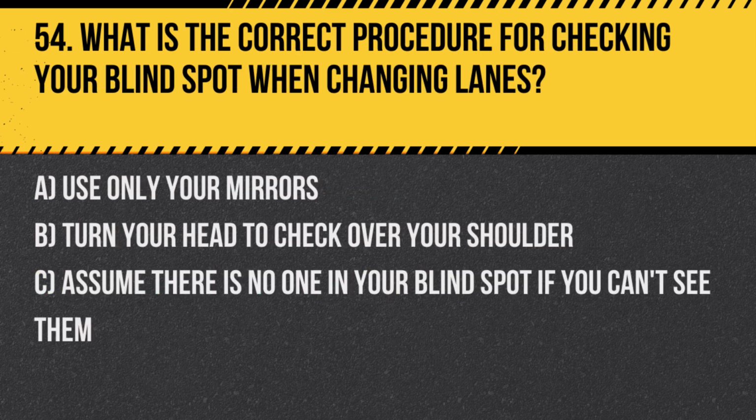Question 54. What is the correct procedure for checking your blind spot when changing lanes? A. Use only your mirrors. B. Turn your head to check over your shoulder. C. Assume there is no one in your blind spot if you can't see them. Answer. B. Turn your head to check over your shoulder. Mirrors alone do not provide full visibility, so physically checking your blind spot is necessary.